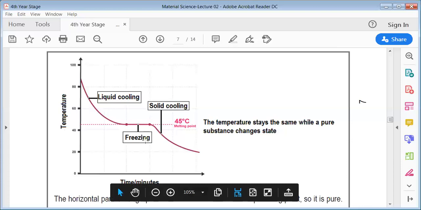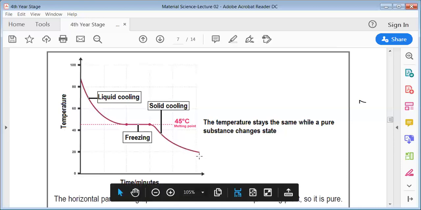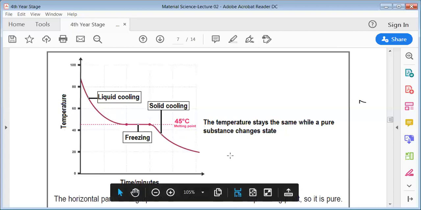And then after finishing freezing, that's solid cooling. It starts to change to solid, and the curve again goes down. So the temperature stays the same while a pure substance changes state, for example, melting point 45. Of course, if you go this direction, heating up, it is melting; if you go this direction, cooling down, it is freezing or solidifying.